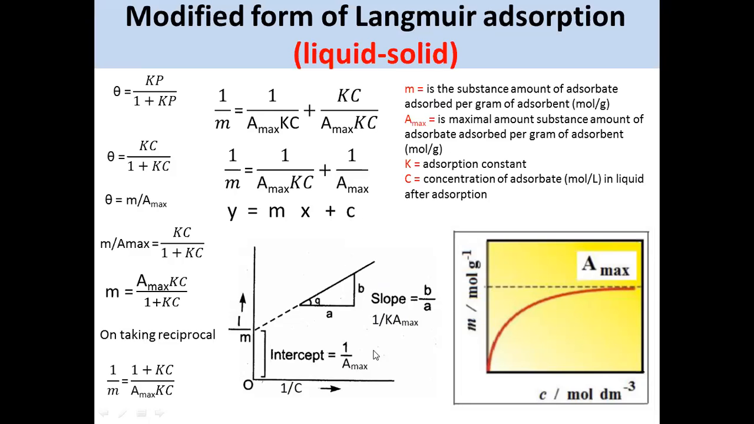So actually this equation we will be using in our experiment as well, because this is a generalized form to apply when we are using the adsorbate as a liquid and the solid is the adsorbent. So this is one form of the Langmuir adsorption isotherm. We have modified this according to our need, coming to the straight line equation. That's why this is called the modified form of the Langmuir adsorption isotherm.